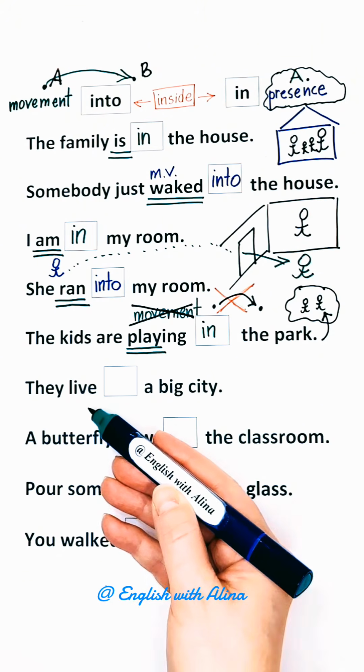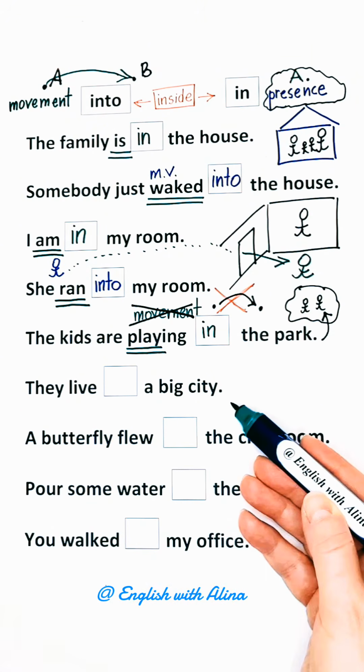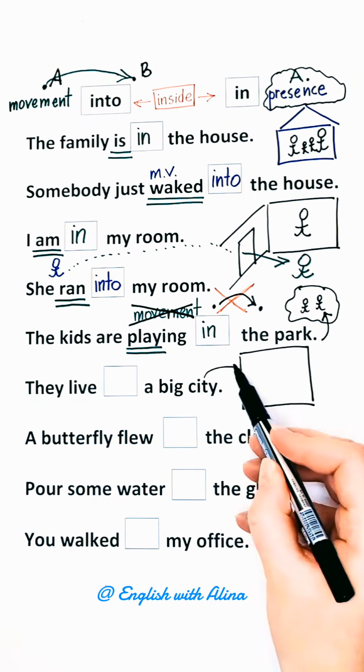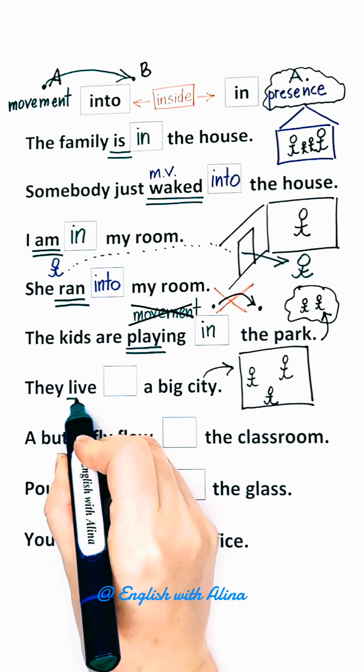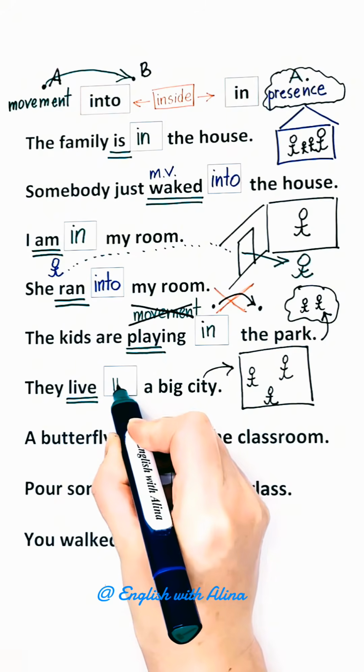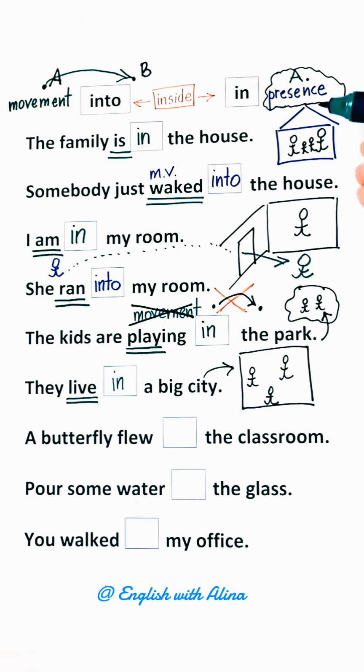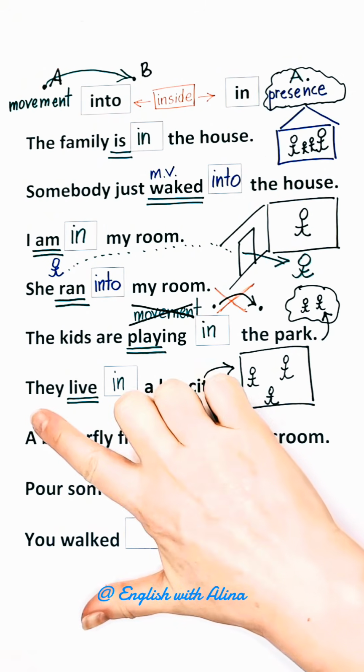They live blank a big city. Here is the city. This is where they live. Live shows their presence in a big city. They live in a big city.